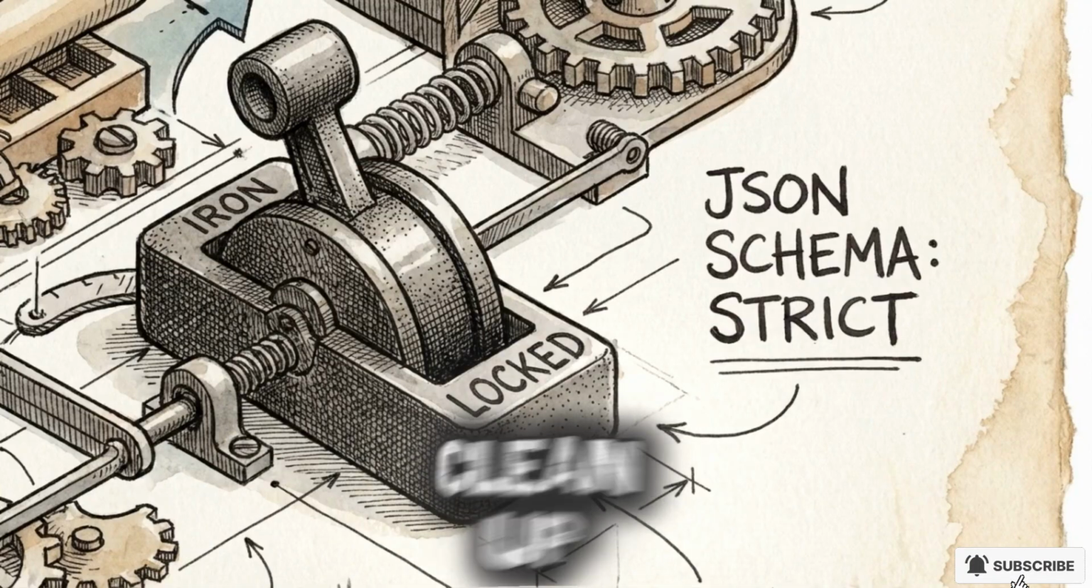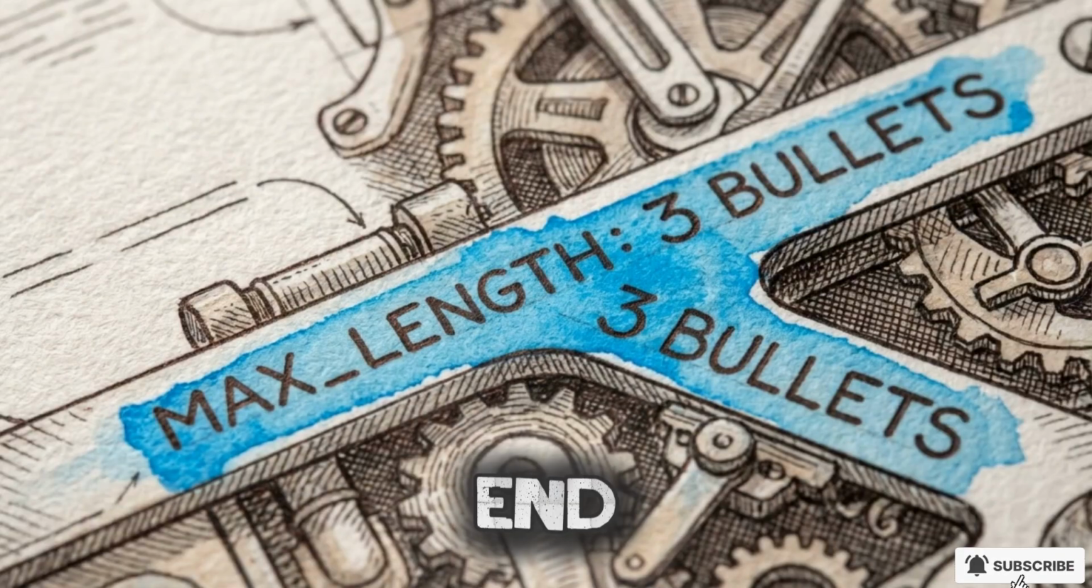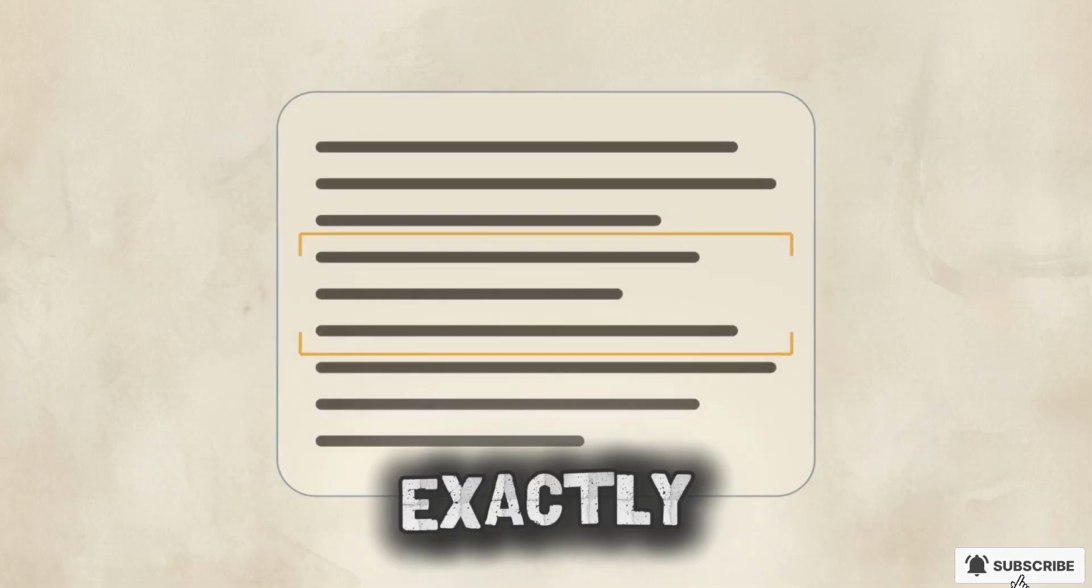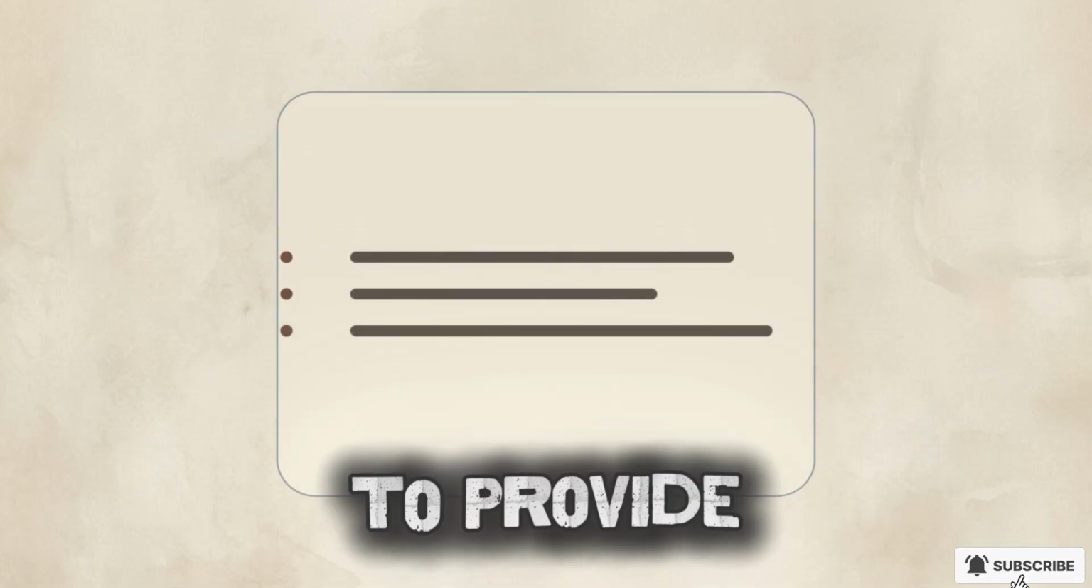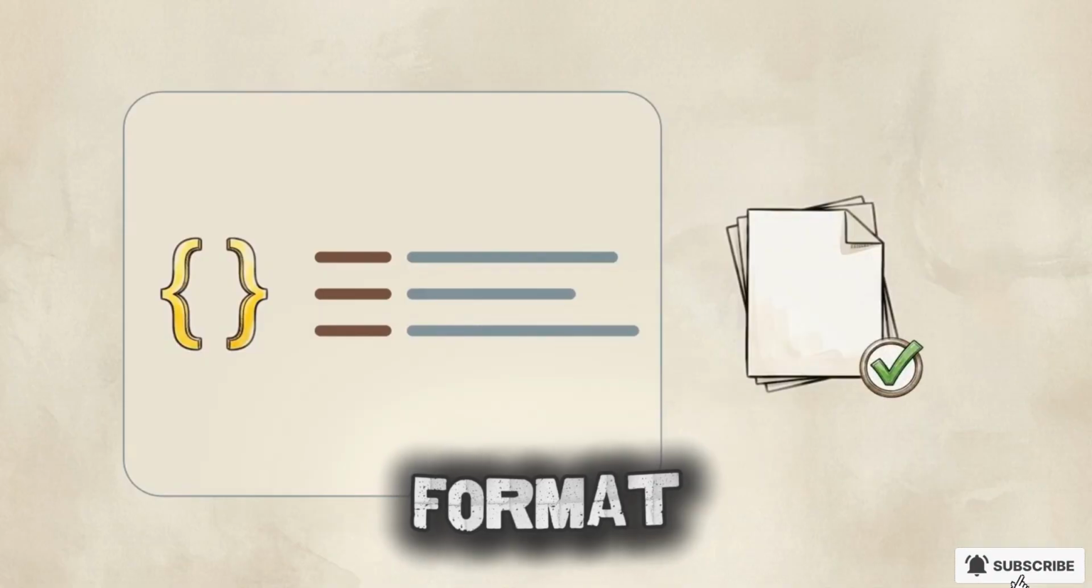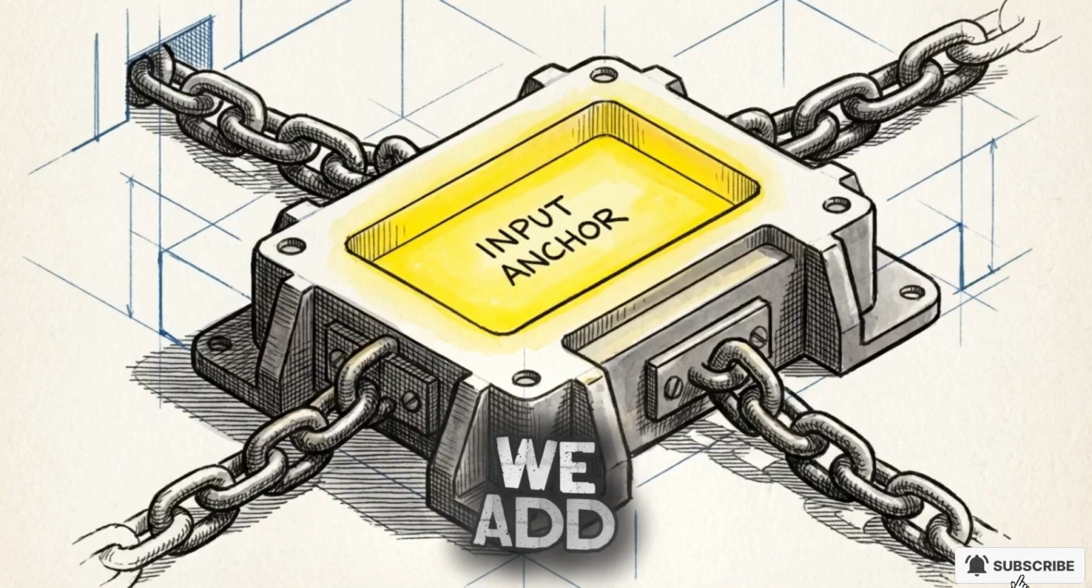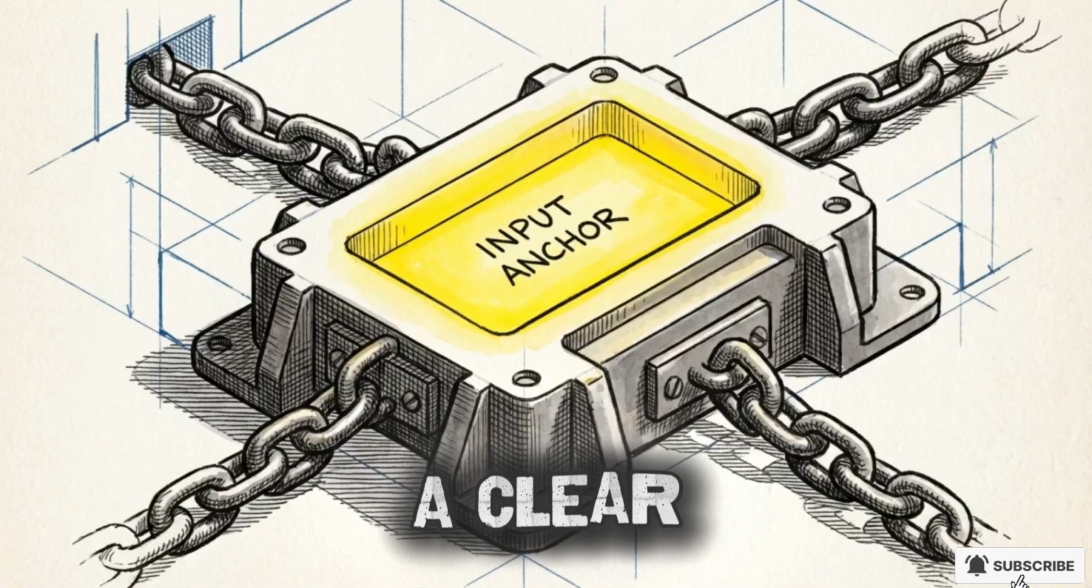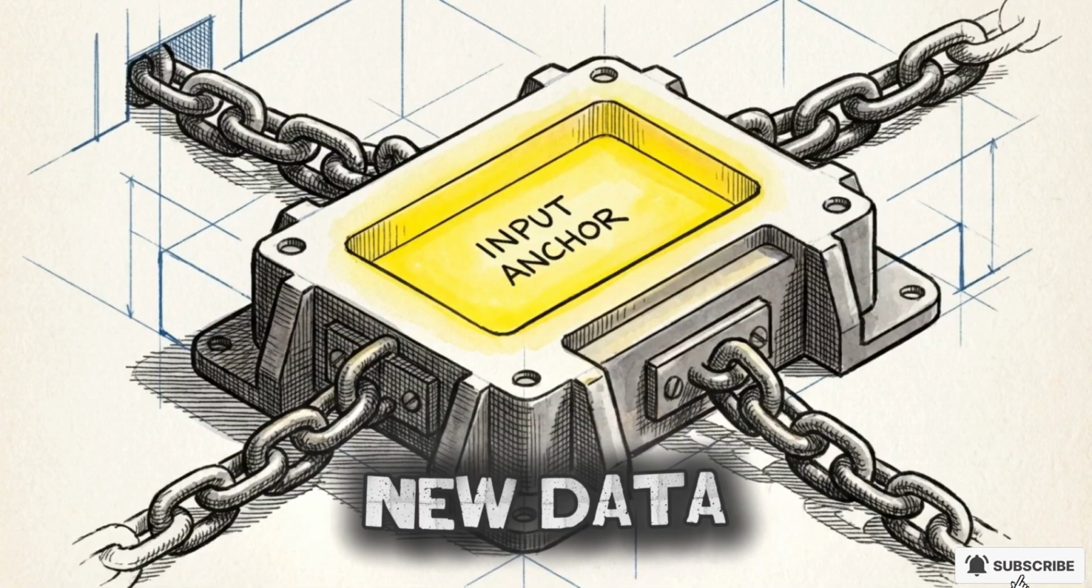The final step is locking down the output format so the results are ready to use immediately without any cleanup. Add absolute constraints at the very end. Tell the model to respond in exactly 3 bullet points or to provide the output in a specific JSON format. To make this template reusable, we add an input anchor. This is a clear placeholder that indicates where your new data goes.